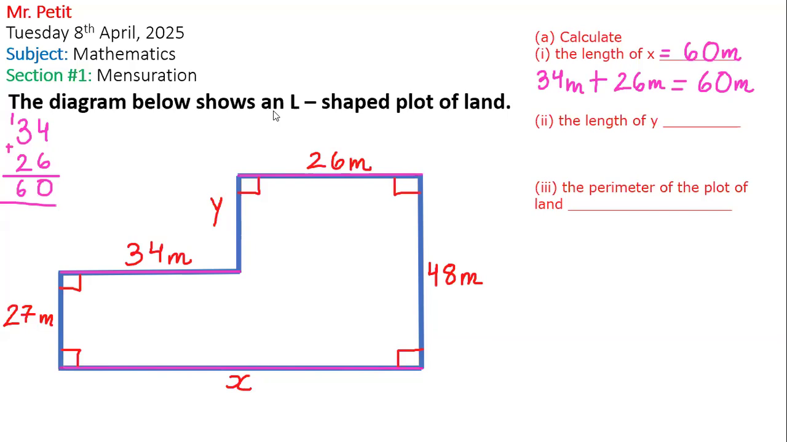So this is a very good question. Why would we subtract to get that? Because y and 27 together make 48. It's the same length if you put the two of them together. So you subtract 27 from 48. Very good, Nakaria.